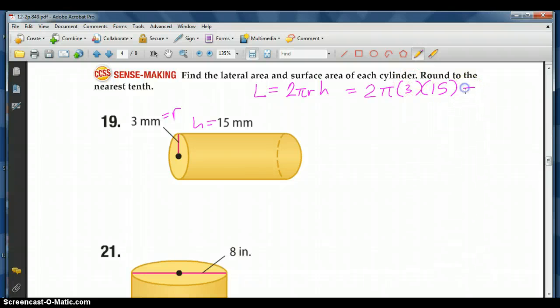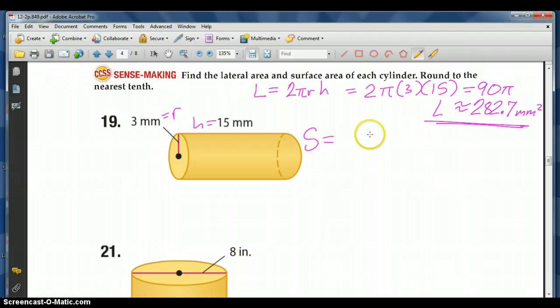So my lateral area in terms of pi would be 90 pi if we were looking for an exact answer, but since we're rounding to the nearest tenth, go ahead and multiply 90 times pi, and you get a lateral area of 282.7 square millimeters. Alright, and we'll use that in the next step to calculate our surface area.